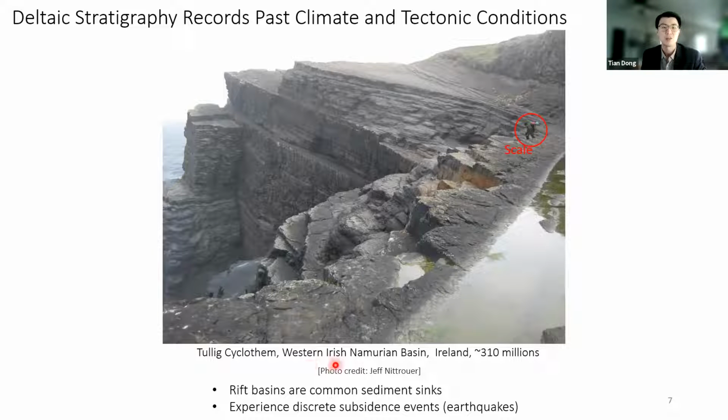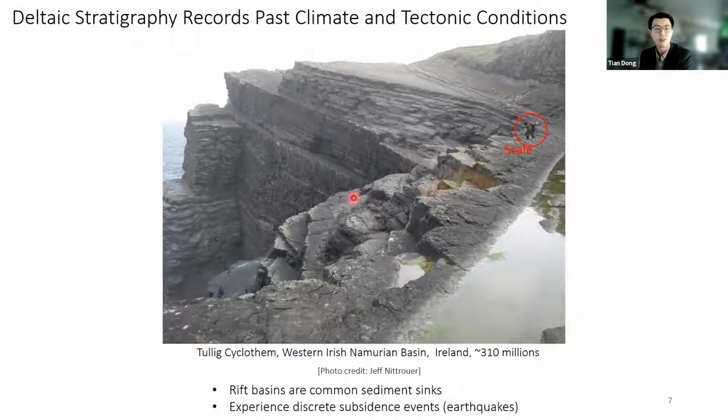This is the Western Irish Namurian Basin. About 300 million years ago, these stacked strata are the cyclothems. They're delta deposits that lasted around 10 to 100,000 year cycles. And it has been documented that these rift basins experience discrete subsidence events driven by earthquakes, in addition to the conventional time-continuous subsidence.